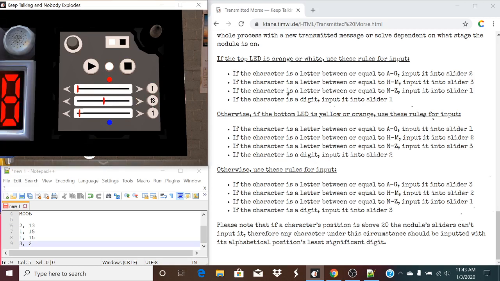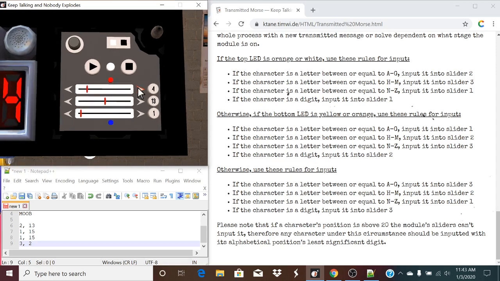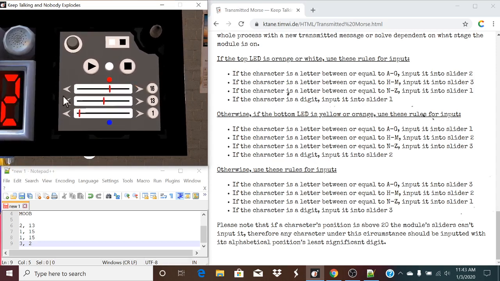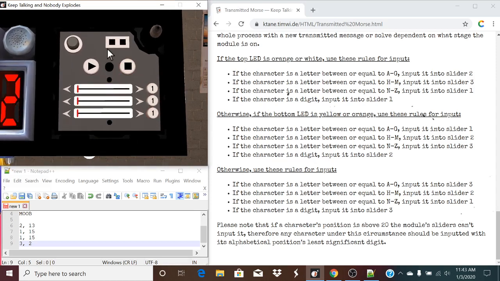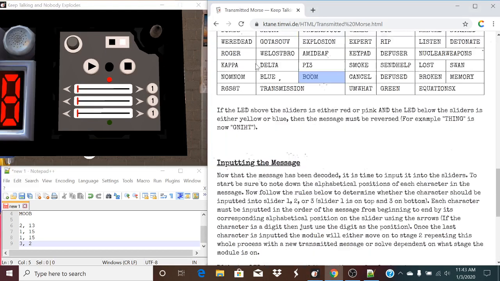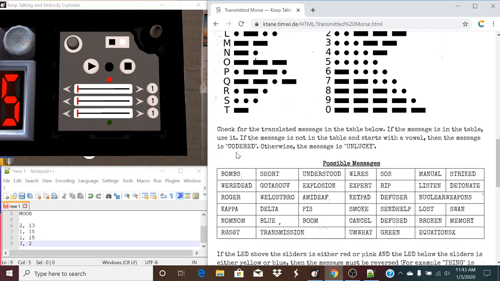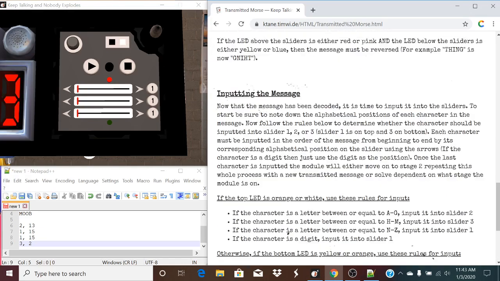Next up, we're going to go to slider 1, moving it to 15. Pressing that twice. 1, 2. And now slider 3, we're going to move it to 2. And this signals a new stage. There are 2 stages to this module, and it's not that hard.